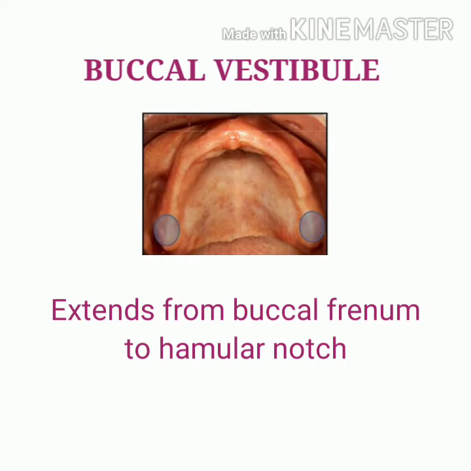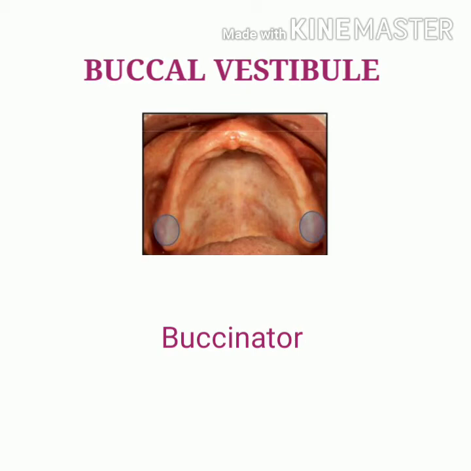Now the buccal vestibule. Buccal vestibule extends from the buccal frenum to the hamular notch. Buccal frenum से लेकर hamular notch तक buccal vestibule cover करता है. Buccinator muscles are the main muscles of this region.